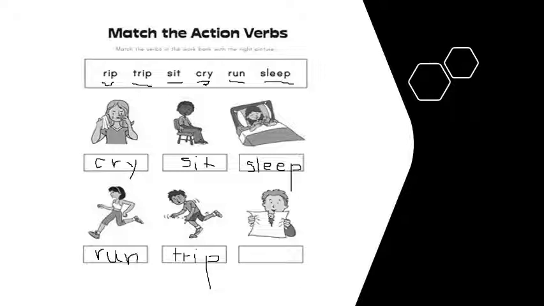Trip. Okay. And the boy is ripping the paper. Rip. Rip. Good children. Okay, done. Now you know what is action, what is verb. Verb is an action word.